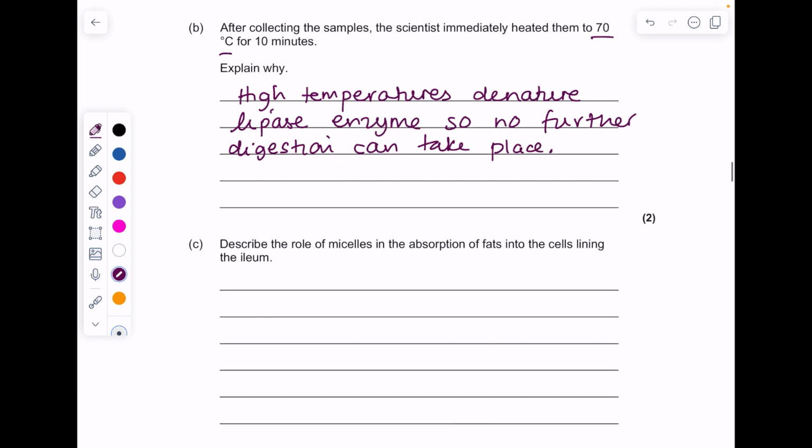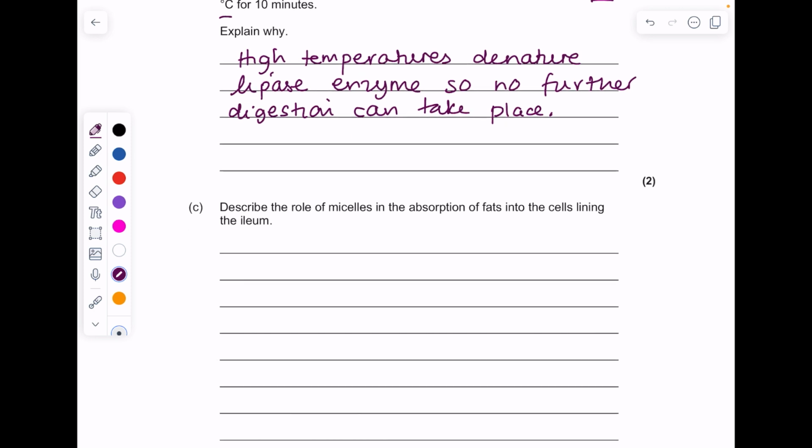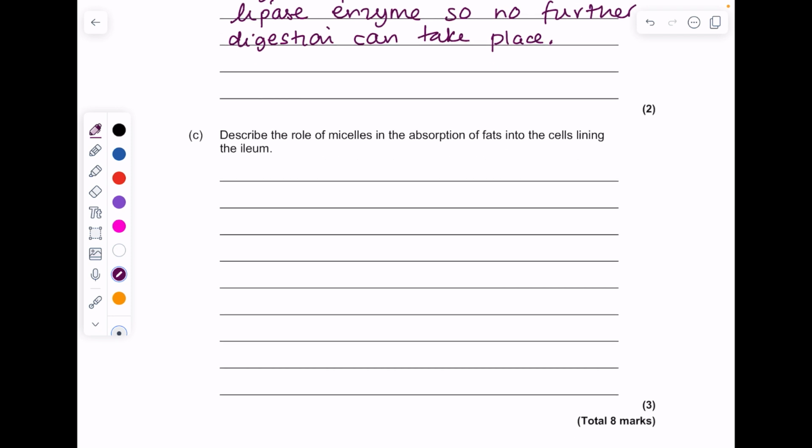Describe the role of micelles in the absorption of fats into the cells lining the ileum, 3 marks. So remember that micelles are small droplets formed of monoglycerides, fatty acids and bile salts. They're responsible for bringing those monoglycerides and fatty acids to the lining of the ileum, and they make those fatty acids more soluble in water.